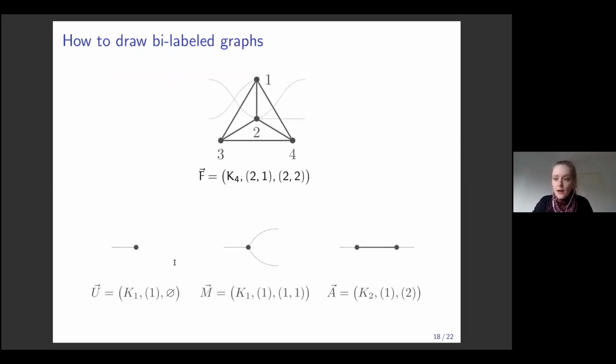All right, now here I have drawn 3 more examples of bilabeled graphs, which I have suggestively named U arrow, M arrow, and A arrow. In the first 2 cases, the underlying graph is just 1 vertex, so K1. And in this last one, the underlying graph is K2.